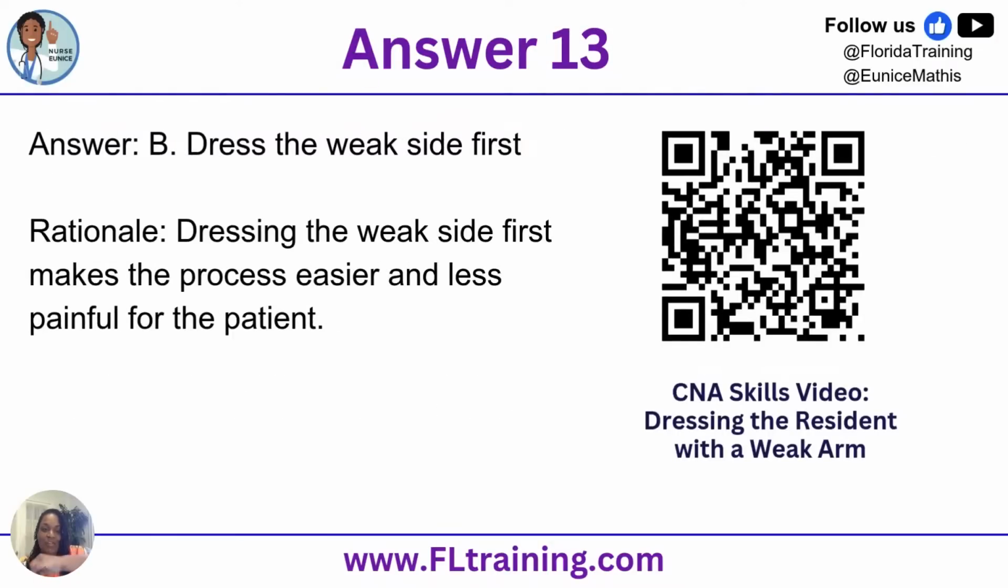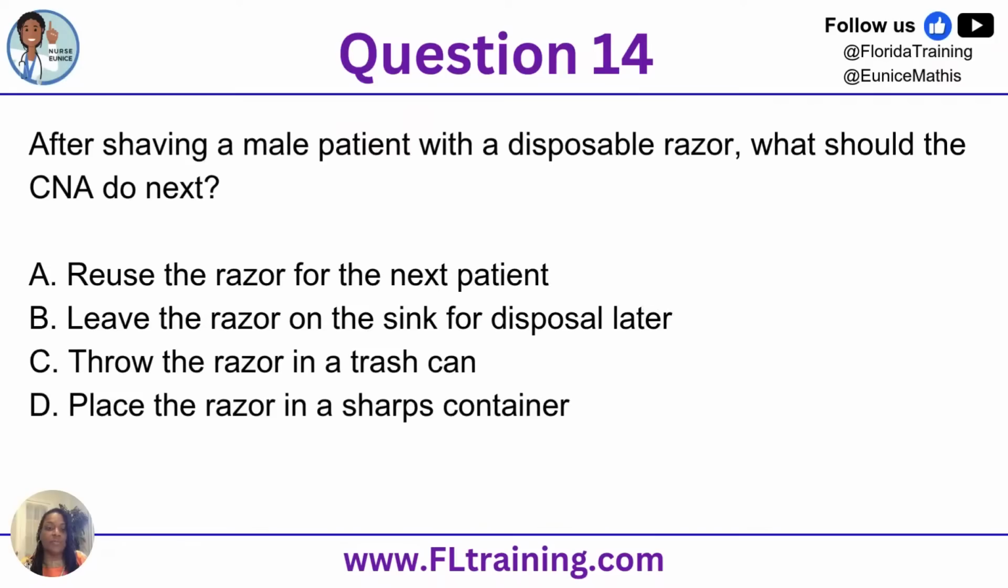The weak arm needs more support, so you can hold it, you can put the sleeve on, and once that weak arm is dressed, that person can usually help you. They can reach back, they can stretch forward with their strong arm. So dressing the weak side first makes the process easier and less painful for the patient. When you're starting off with the weak arm, don't forget, you're to support, you're to assist, you're to get everything in place, and then the patient can help you with their stronger side. And we have a video that covers that skill also.